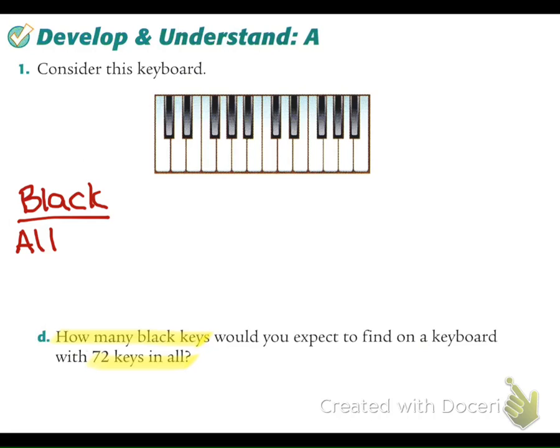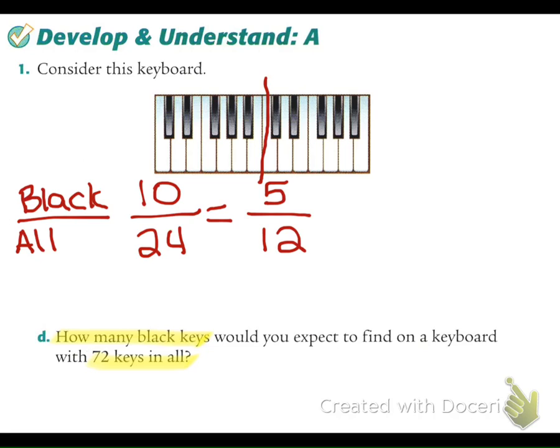So before we can find out how many black keys there would be when there are 72 in all, let's look at how many black keys there are for this entire keyboard. So we said that there are 10 black keys on a keyboard that has 24 keys. That's describing the keyboard above. We also found an equivalent ratio when we looked at just half of the keyboard, and we said that there were 5 black keys when the keyboard had 12 keys in all. From this equivalent ratio, we can make another equivalent ratio for a larger keyboard if the keyboard has 72 keys in all, because that's what we're looking at.